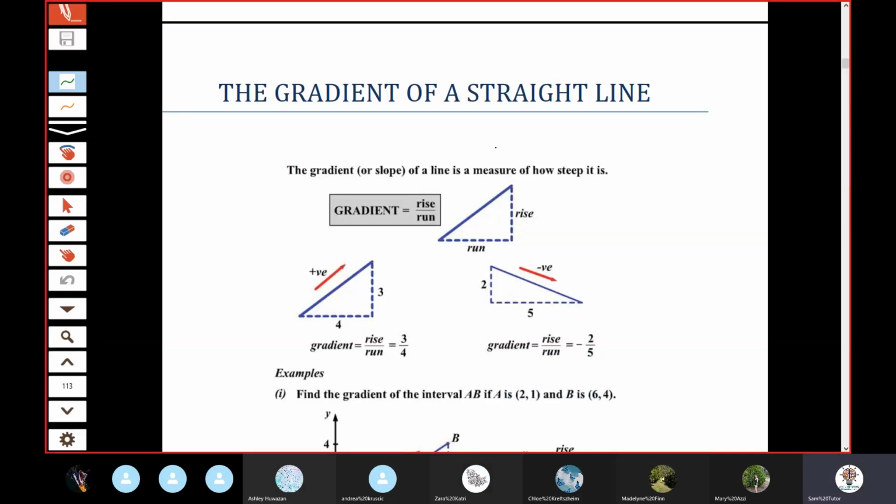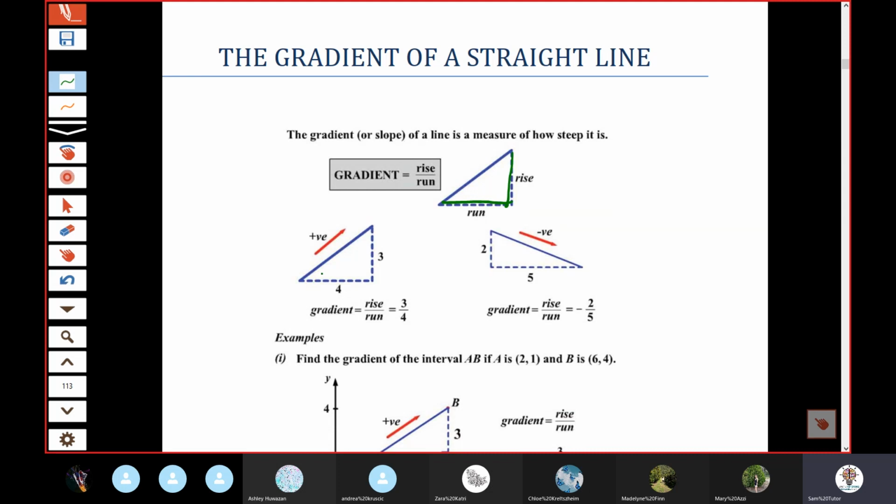The gradient of a straight line. All right. The gradient or slope of a line is a measure of how steep it is. So gradient equals rise over run. As we can see, rise over run.